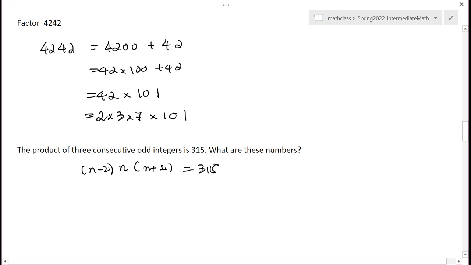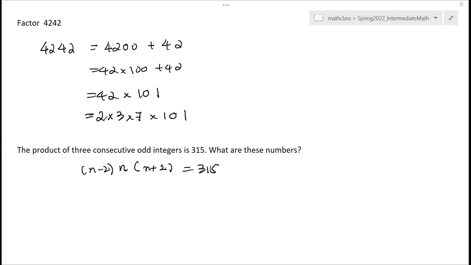Now it's very difficult to find n. You can guess and try, but it takes time. That's not the way to solve the problem. You cannot easily solve an equation like that, you know, n is an unknown odd number. So what we do is we do it the other way around.